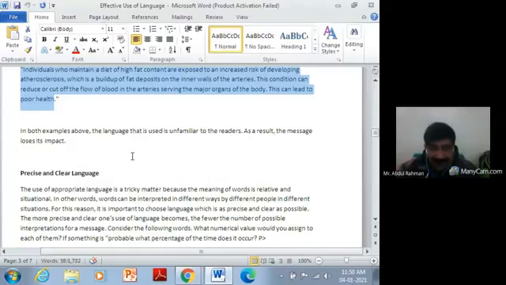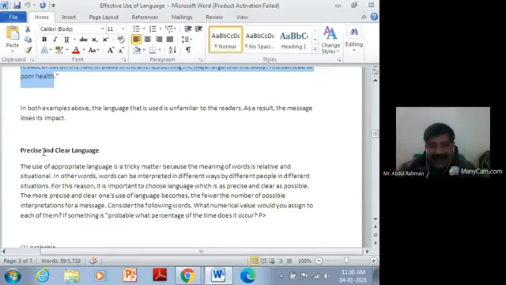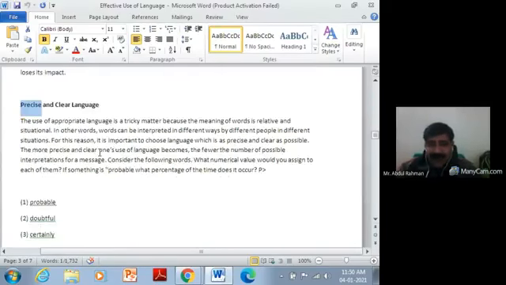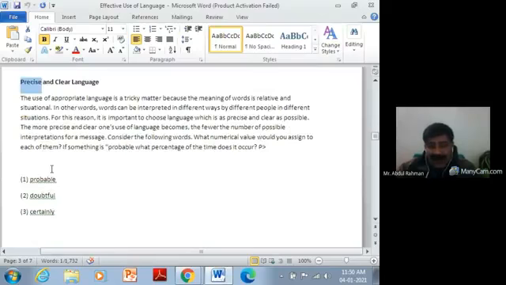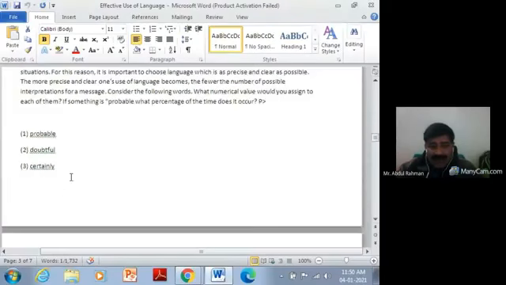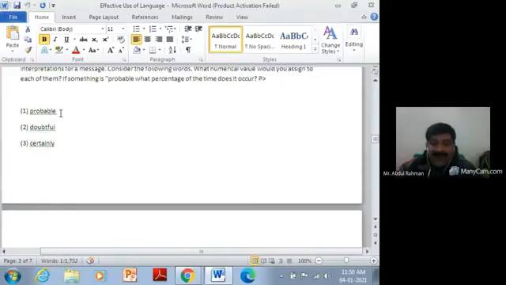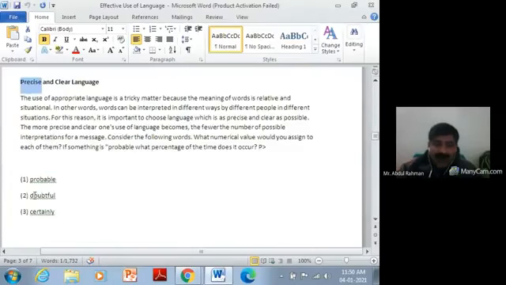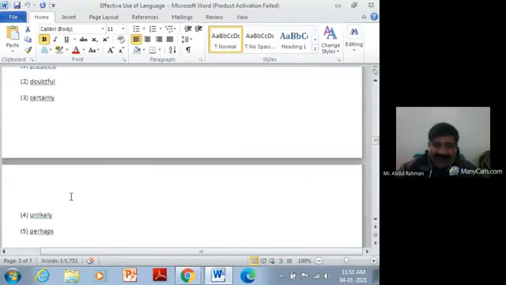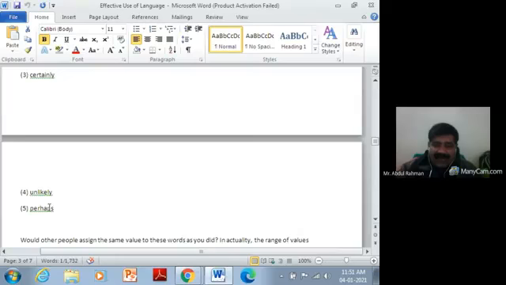Then the next is precise and clear language. Precise here means a specialized one, and clear means having clarity in it, right? For example, you can see here all the words: probable, doubtful, certainly, unlikely, perhaps, all these five words, right? And you have to use one. So probable is there, doubtful is there, certainly is there, unlikely is there, perhaps is there, right?